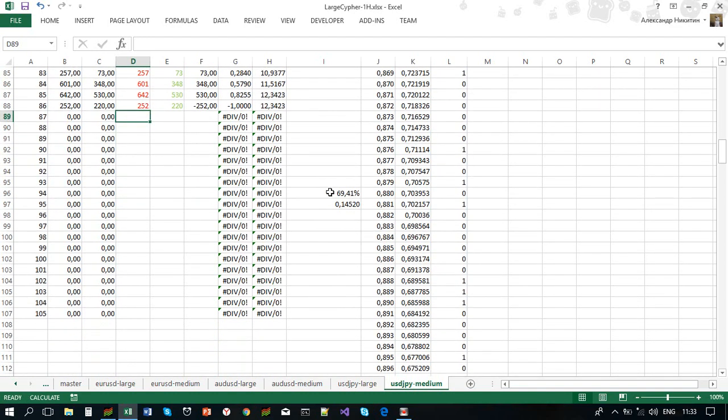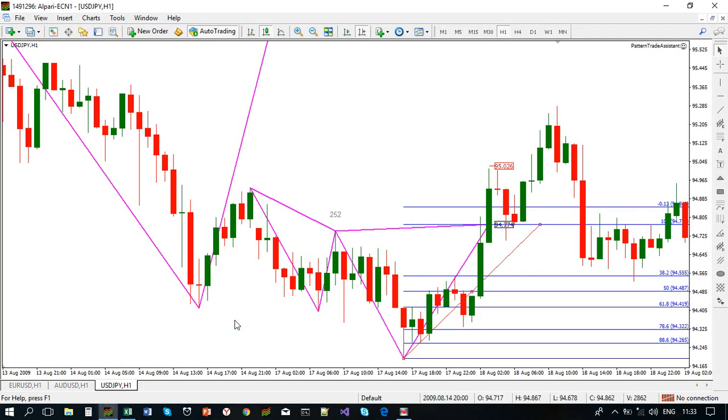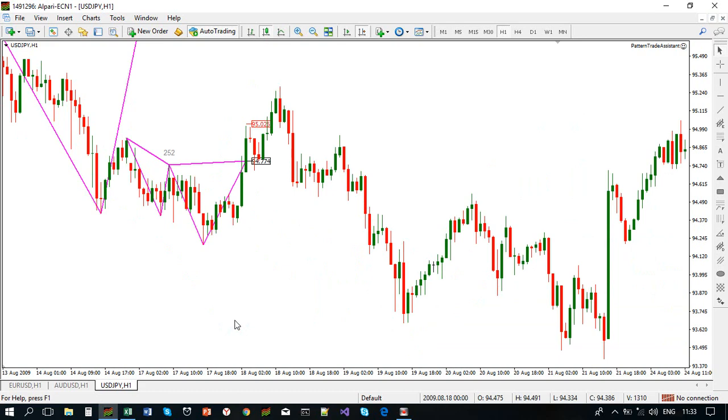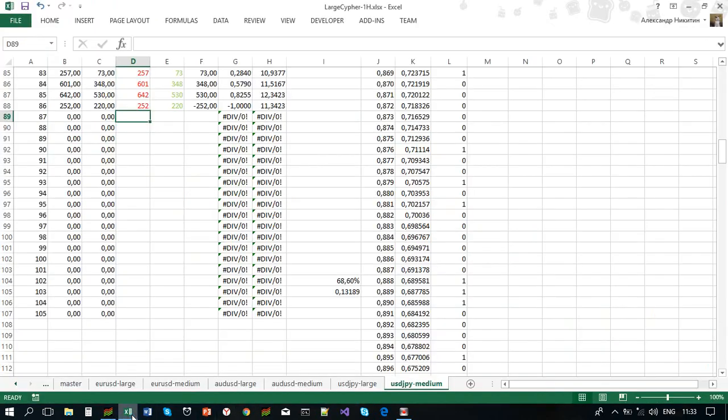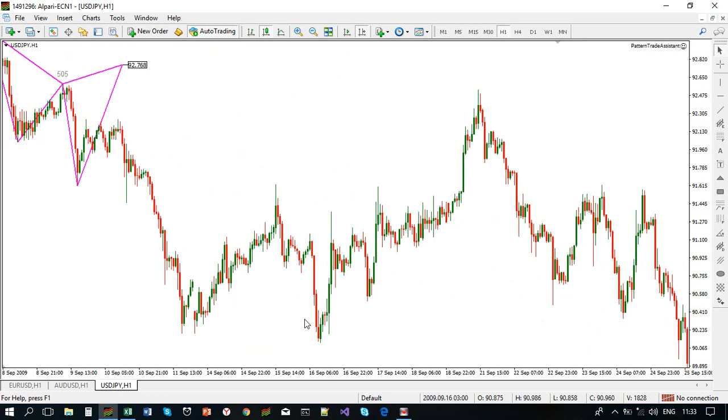69%, that's good. 14% is our, 13% is our expectancy. It's not bad, not bad. And we are getting close to what? To 100 trades. And to 2009, we still have 9 years ahead.